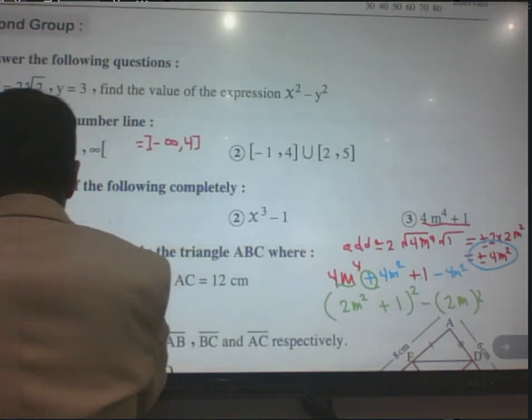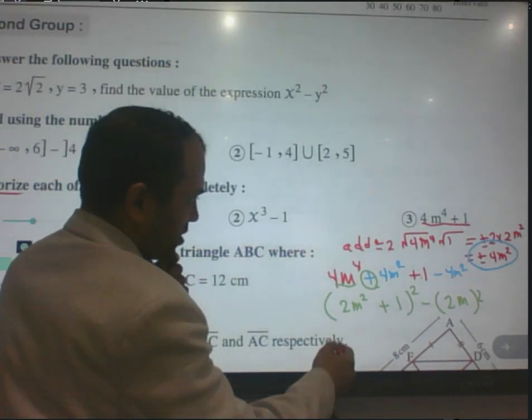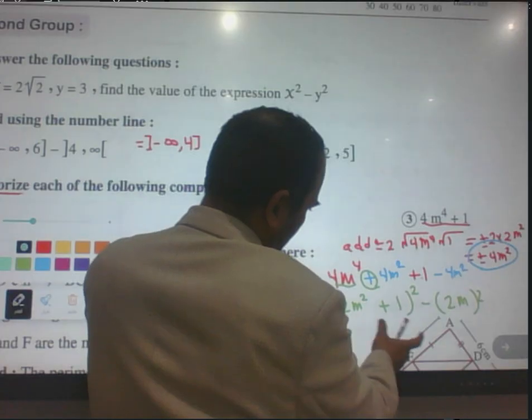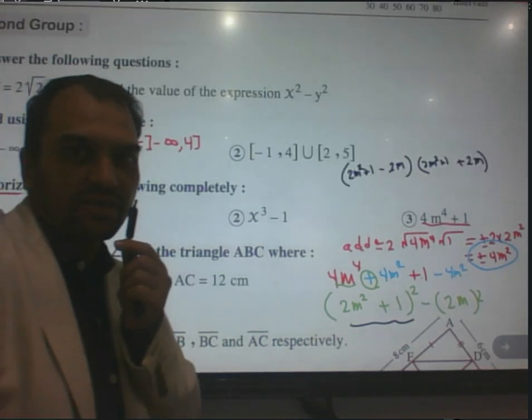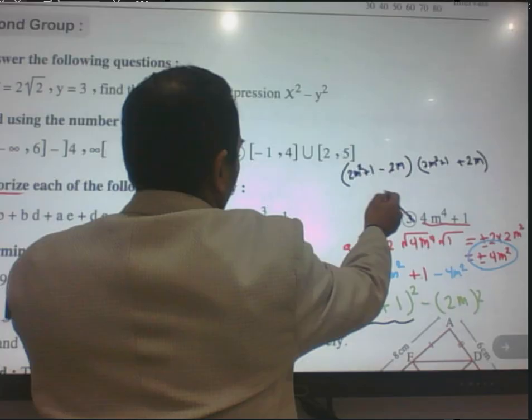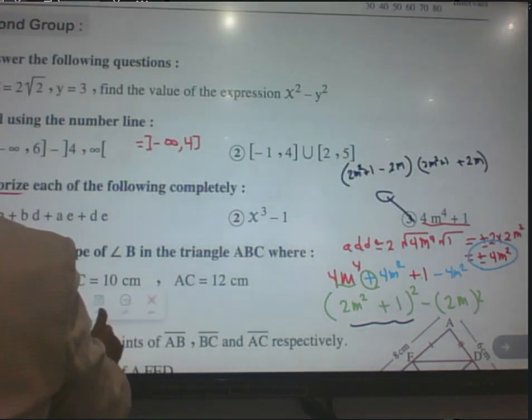Next step, I will factorize the answer here. We have repeating about 2 brackets, so I will complete up here. Okay, open two brackets, and this bracket repeating 2m power 2 plus 1, and here 2m power 2 plus 1 subtract 2m, and here plus 2m. Okay, understood? This is the last factorizing about this question, last step. Okay, next question.